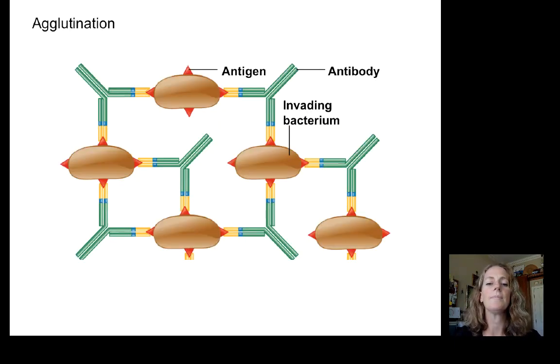Here's agglutination. So this is antibodies clumping together several bacterial molecules. So here in brown, these are the bacteria. Here in red is the particular portion of the bacteria, the antigen, and then here's the antibody clumping all of these together.